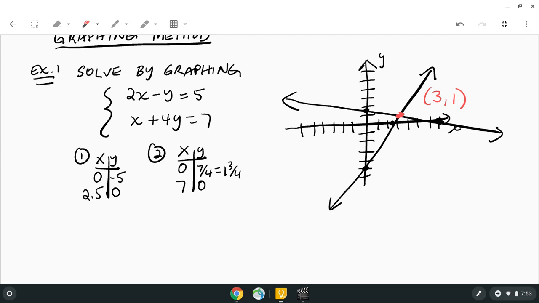If you're doing it on Cengage WebAssign, they have the graphing feature there, so it'll be precise. You wouldn't be doing it by drawing freehand like this. Okay.